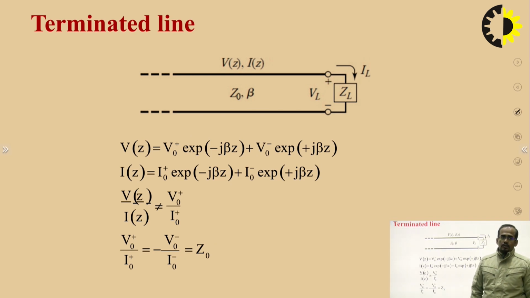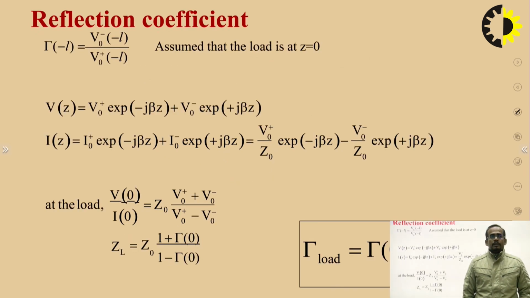This equation will change. So Vz will be equal to V naught plus e to the power minus j beta z plus V naught minus e to the power j beta z. And similarly, we can write the solution equation for the current, and we can find the characteristic impedance. But in this case, the characteristic impedance will not be the same at z is equal to 0 and at z is equal to L. So both the values will be different.